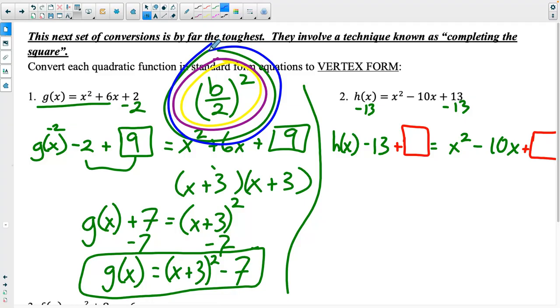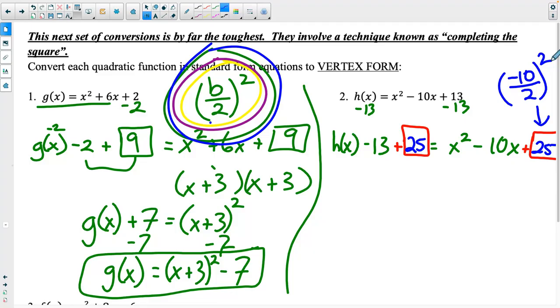I love it, but no. We use this. What is half of negative 10? Negative 5. Now, I'm going to talk about that negative 5 in a minute. What's negative 5 squared? 25. Positive 25, so that goes in the box. So this comes from negative 10 divided by 2 squared.